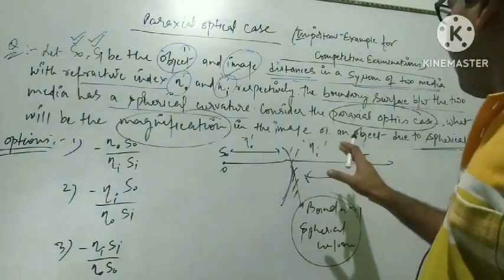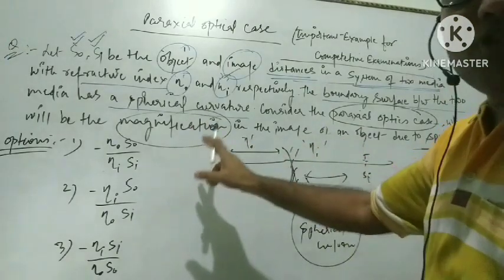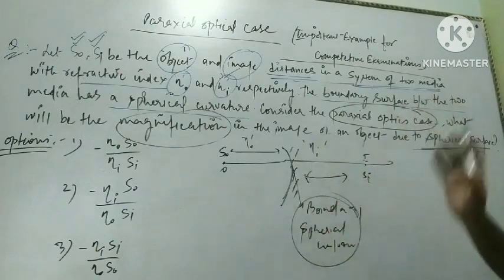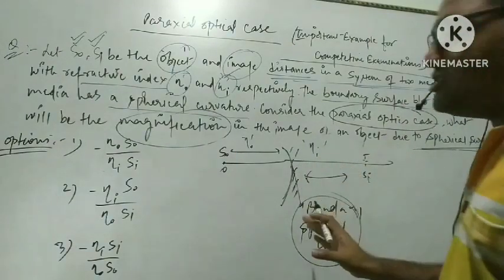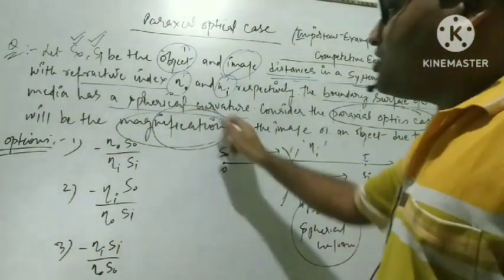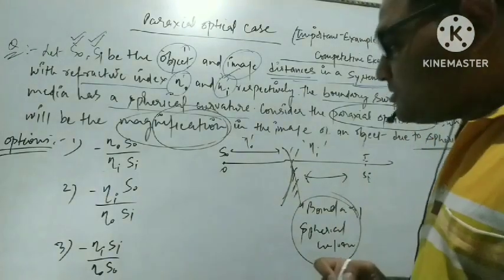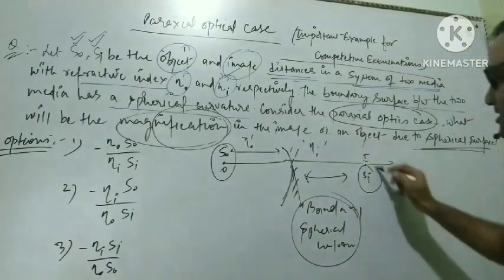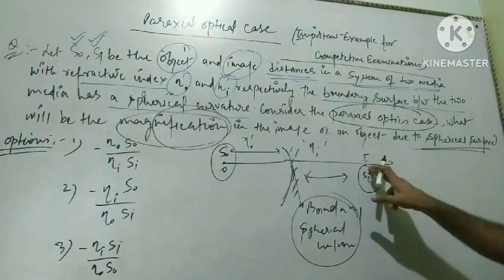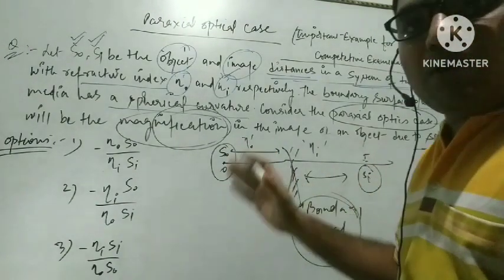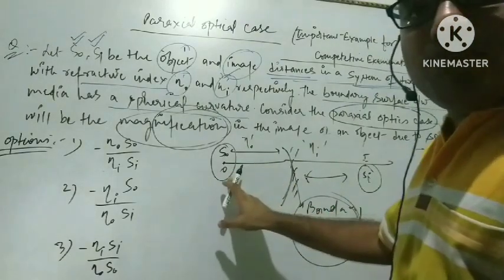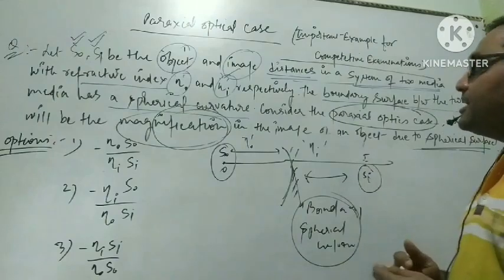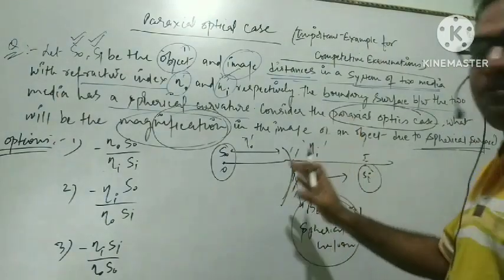And we have to find the magnification in the image of an object due to this boundary, this spherical curvature. This is the object, and that is described as its image. We have to find out what amount of magnification of this object has been imparted to this image. One more thing I have to cover.